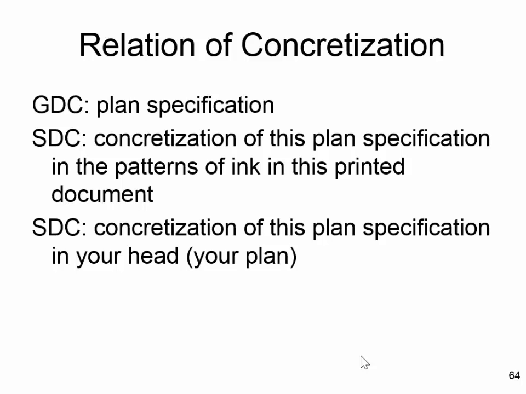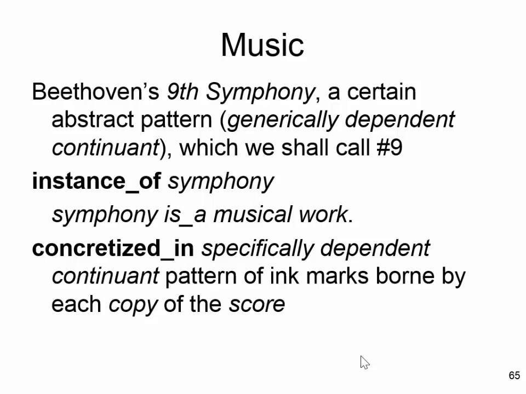Now, similarly, Beethoven's Ninth Symphony is a pattern, a generically dependent continuant, which we know can be realized in multiple different performances. And it can be concretized in multiple different scores. So this is an instance of the type symphony, which is a subtype of the type musical work, which is concretized in patterns of ink marks borne by scores.